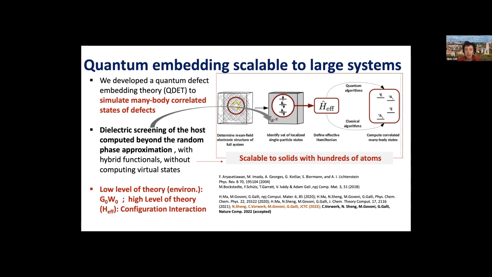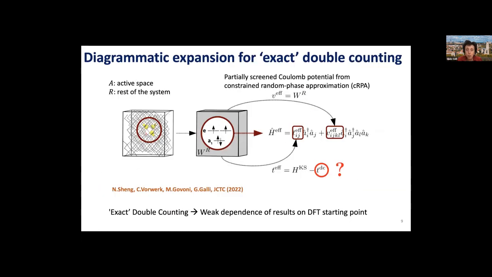The other idea that is in this work that we have just published is, in my opinion, very important. It's very technical, but very important. I will not explain the technicality, but let me at least mention this: when we derive the effective Hamiltonian, we found a way of removing the double counting that comes from having this region embedded in a big solid, exactly, provided the low level of theory is G0W0.